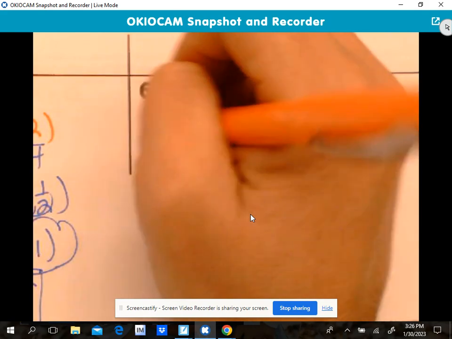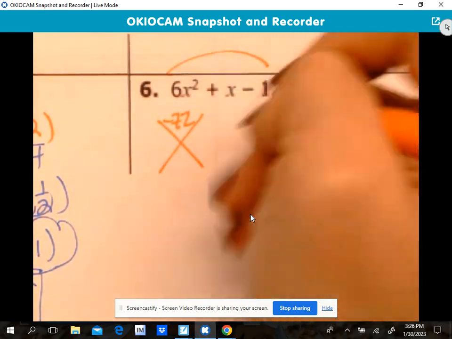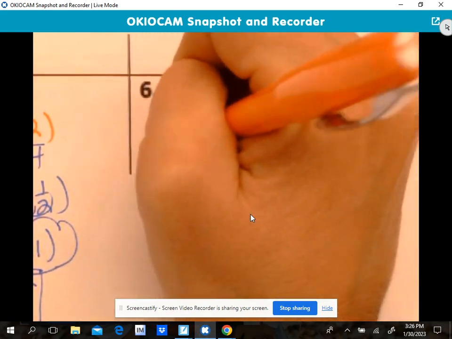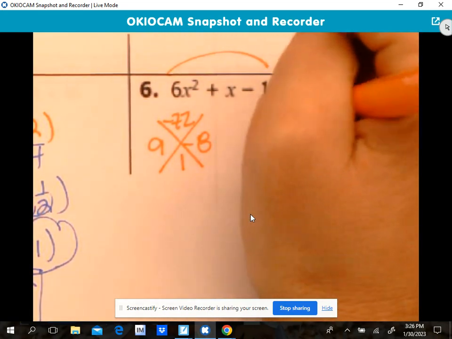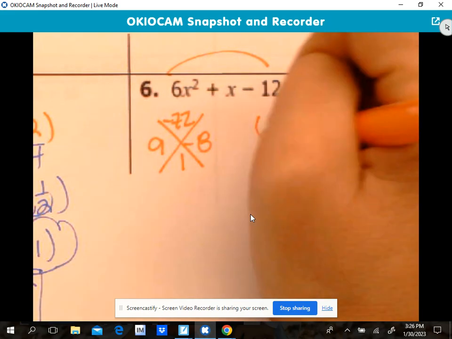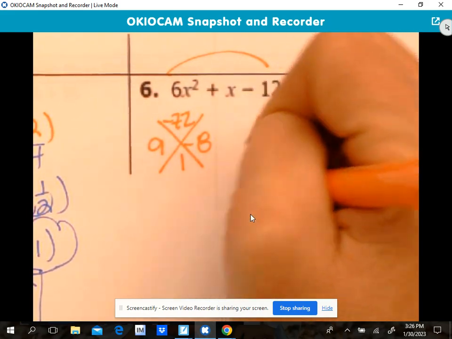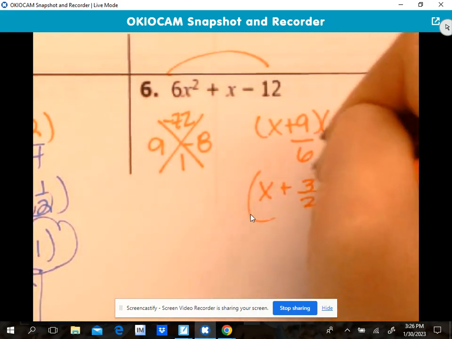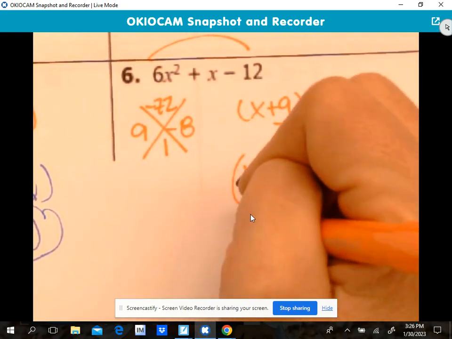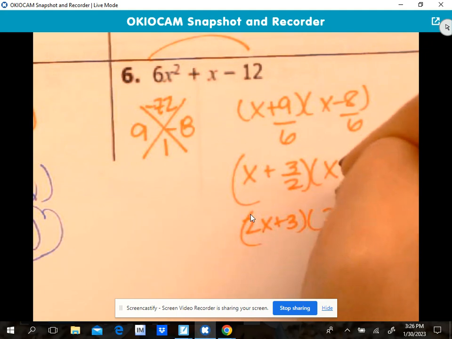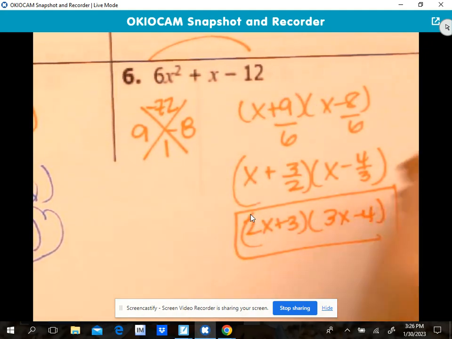All right, I like this one because it has a big number up here, which most of y'all, again, are not super wonderful at knowing your multiplication facts. We need a positive one, so it's going to be an x plus 9 and an x minus 8. We're going to divide those by 6. Okay, and then we're going to bottoms up, making it 2x plus 3 and 3x minus 4.